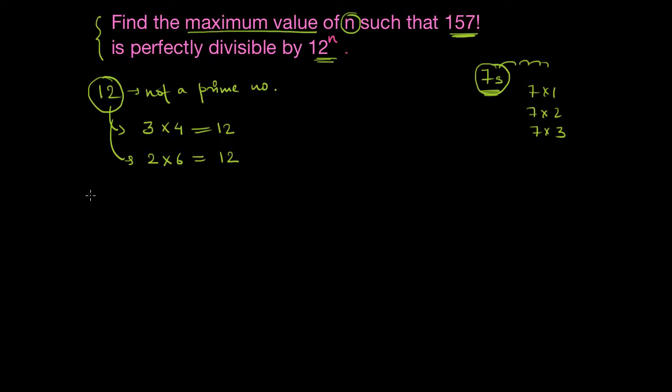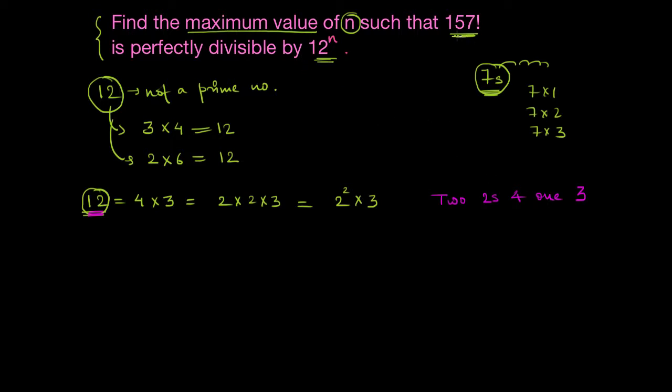Let's prime factorize 12 first of all. So when I prime factorize 12, this is equal to 4 times 3, and 4 is 2 times 2, so that is 2 square times 3. Now I have broken 12 down into its basic prime numbers, which means that in order to get a 12, I need 2 2s and 1 3, then only I can get a 12.